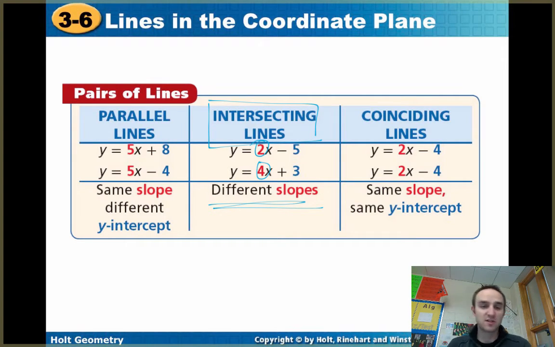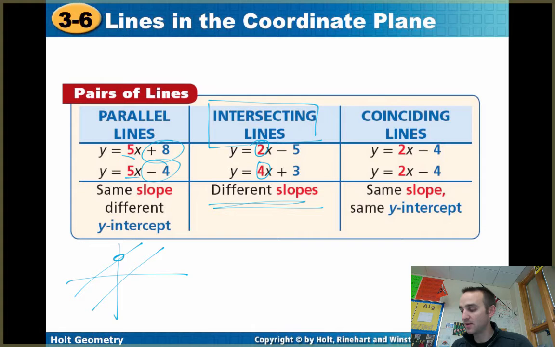Now, if the slopes are the same, then we have to look at the y-intercepts. So here we have the same slope, but our intercepts are different. Well, those are parallel lines. And we know from 3.5, the parallel lines theorem, that if we have lines with the same slope, they are parallel. So same slope, different intercept, they are parallel. If we have the same slope and the same intercept, the same exact equation, that means they are coinciding. Those are the same exact lines. So they're not just going to give you y equals 2x minus 4 and y equals 2x minus 4 and ask you what they are.